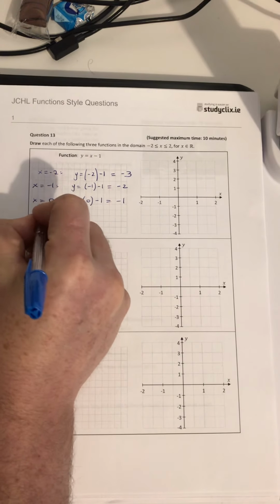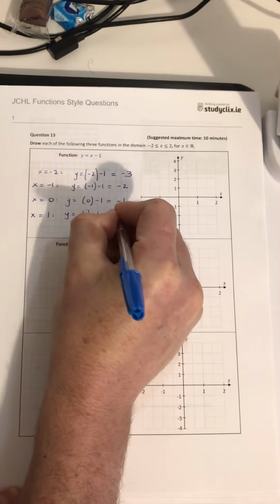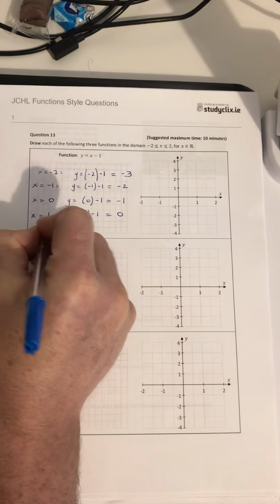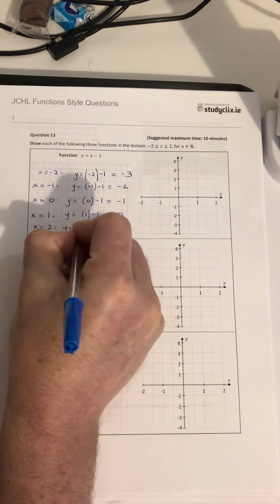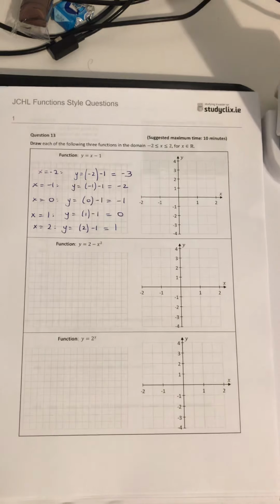If x is 1, y is equal to 1 minus 1, which is 0. If x is 2, y is equal to 2 minus 1, which is 1. So there are your set of points that you're going to use to draw the graph.